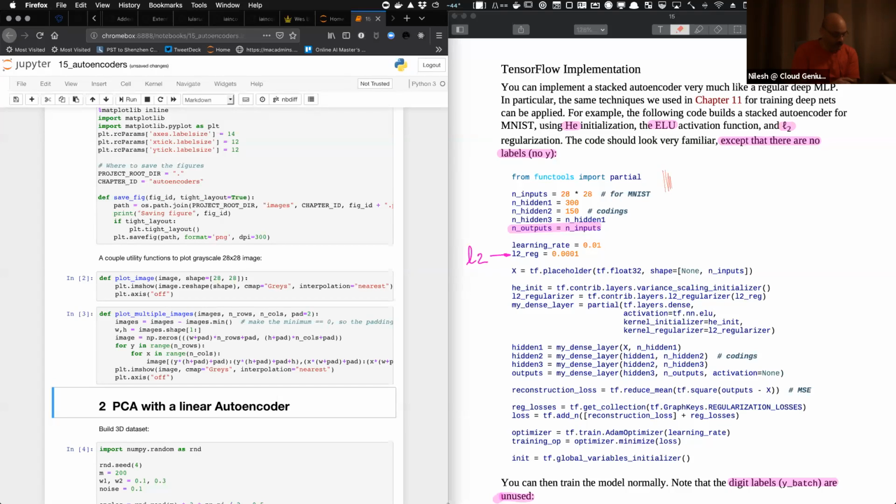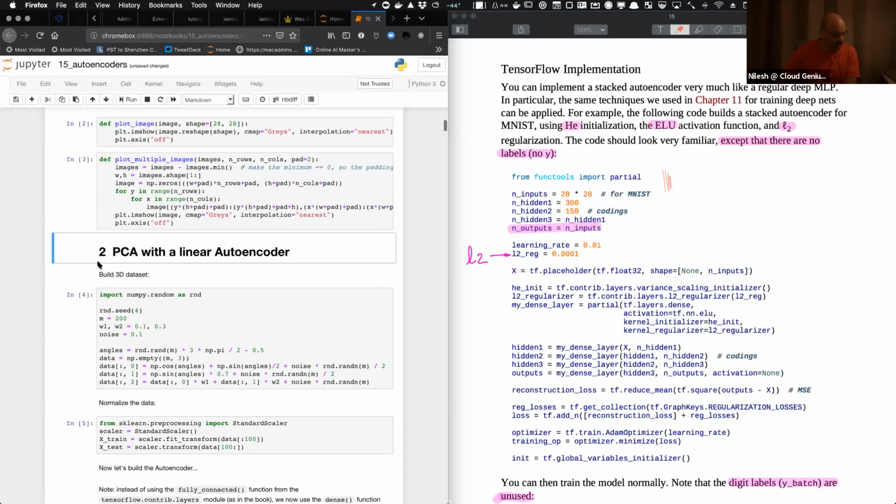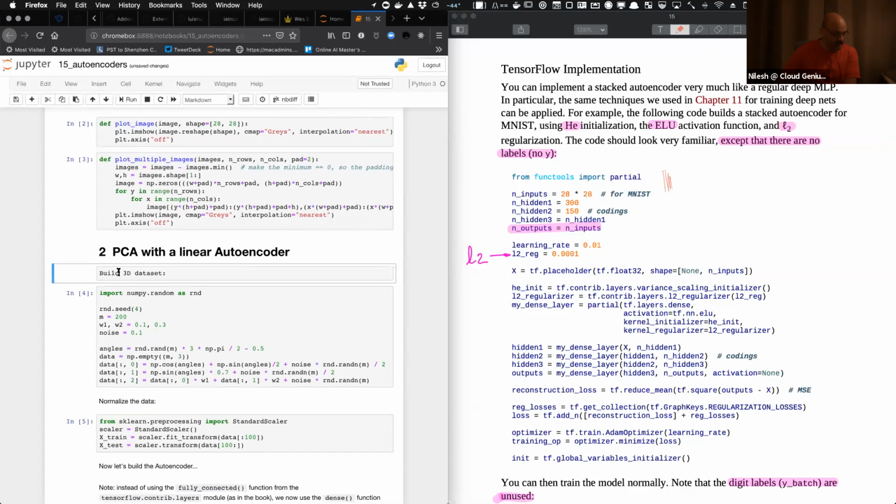Then we'll do the autoencoder exercise, which I think we already discussed briefly. This is to build a 3D data set. We are using the NumPy random function to create a random data set, and this is the data creation step. The data is going to be generated into 3 dimensions: 0, 1, and 2.